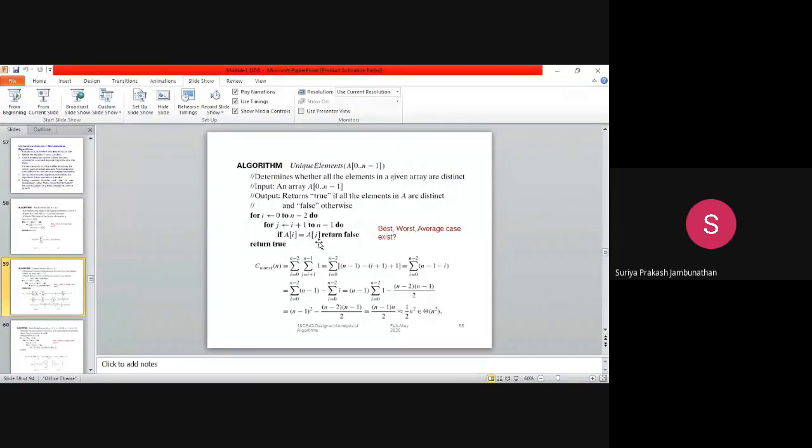What is the value in A of 0? As I told in the example, no? 5. 5 equal to A of 1. What is the value in A of 1? 10. 5 equal to 10. Is the condition true or false? False. 5 and 10 are not equal, so it's false.